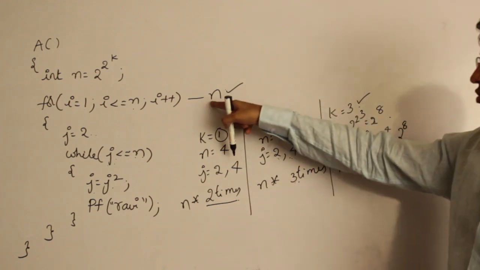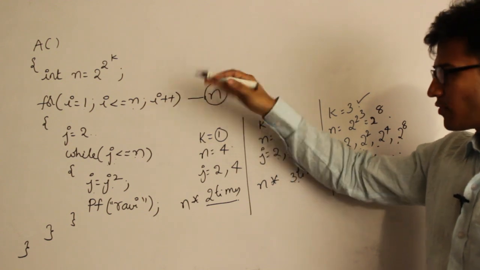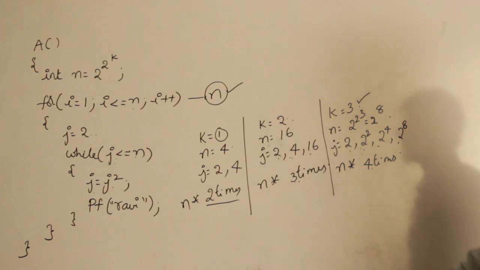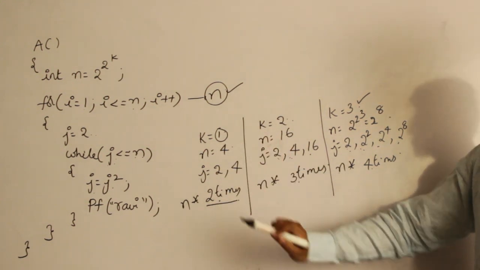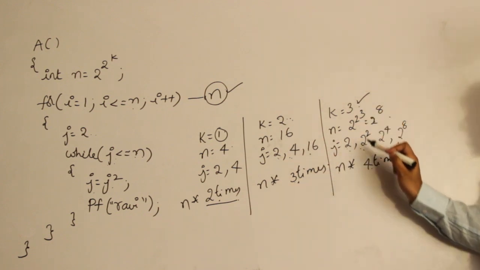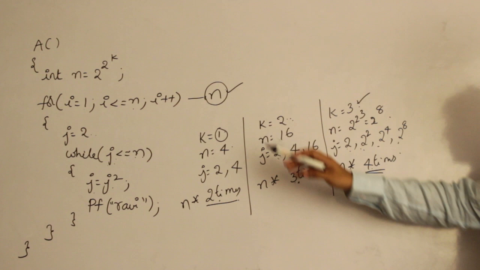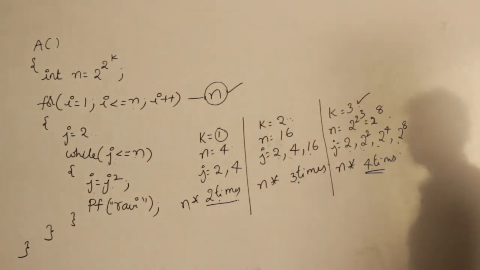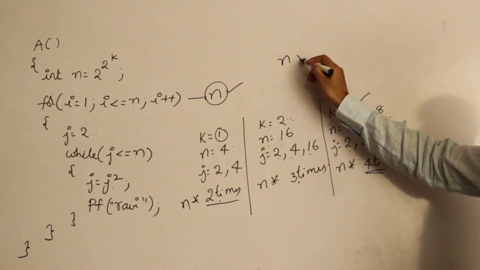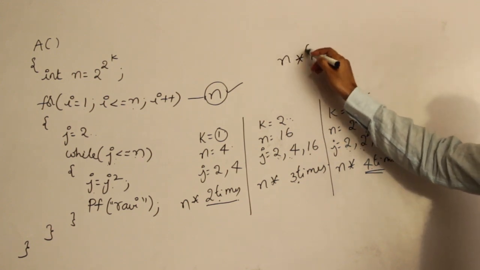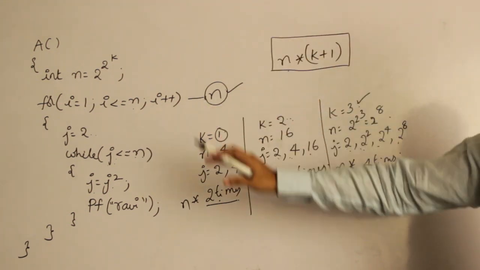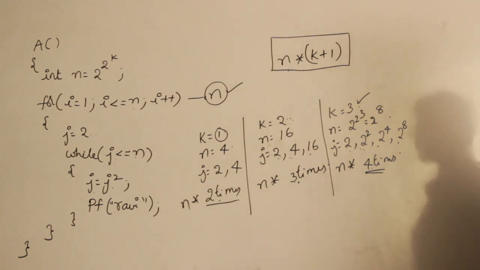See, the outer for loop has no change, always n times, but the inner loop depends on the value of k. How does it depend? If k equal to 1, it is getting executed 2 times. If k equal to 2, it is getting executed 3 times. If k equal to 3, it is getting executed 4 times. Therefore, for a general value of k, the outer for loop will get executed n times, and then the inner j loop will get executed k plus 1 times. Therefore, this is the total number of times this printf will be printed.